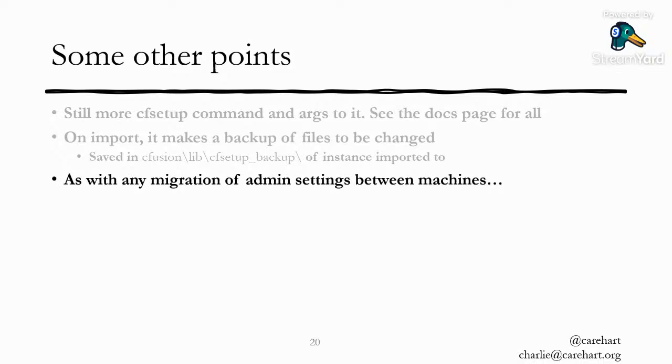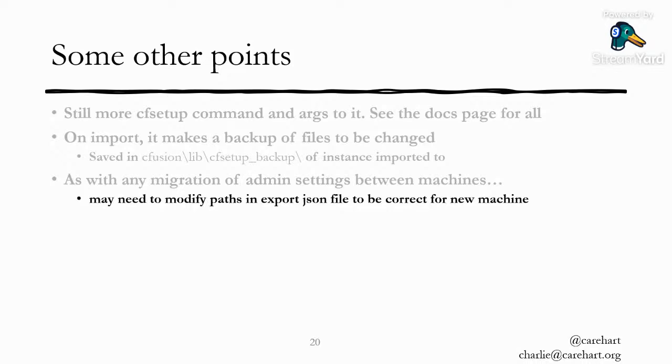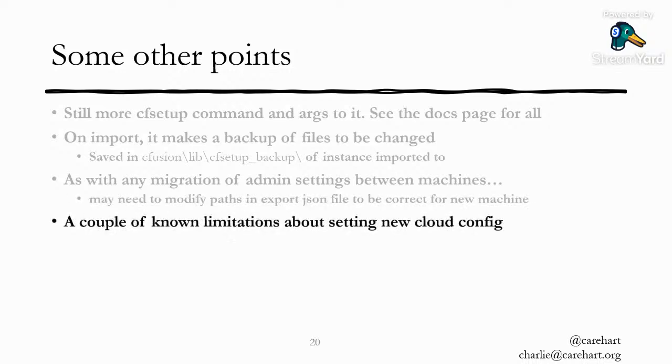Moving on. As with any migration of admin settings between machines, just be aware you might need to modify some paths in that JSON before you import them, because they point to a C drive and on the other new machine, it's on the D drive. That's not new or unique to this tool. Just be aware. You've got to be sensitive to that.